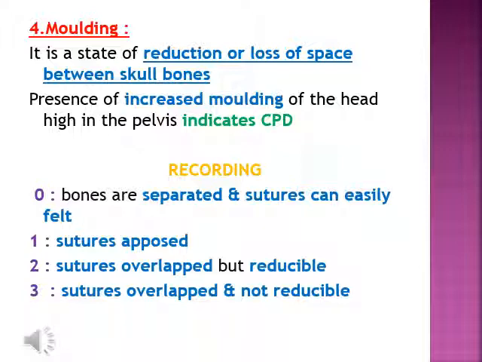The molding is mainly recorded as 0, +1, +2 and +3. 0 means the bones are separated and the sutures can be easily felt while you are palpating. +1 means the sutures are apposed together. +2 means sutures overlap together, but you can reduce the overlapping while palpating or while giving digital pressure. And +3 means the sutures overlapped and you cannot reduce the overlapping even by giving digital palpation.